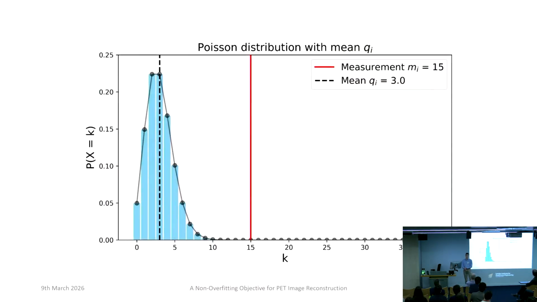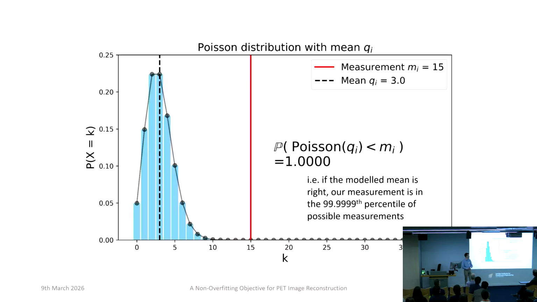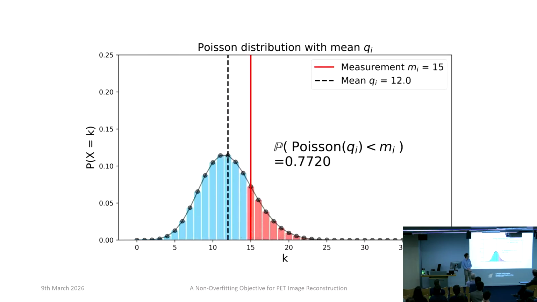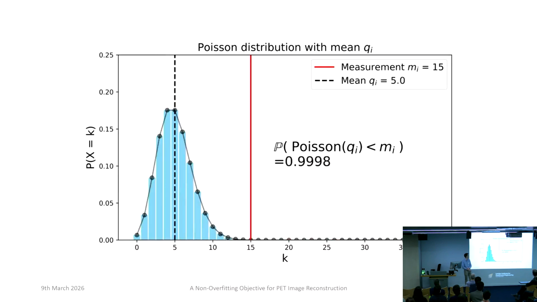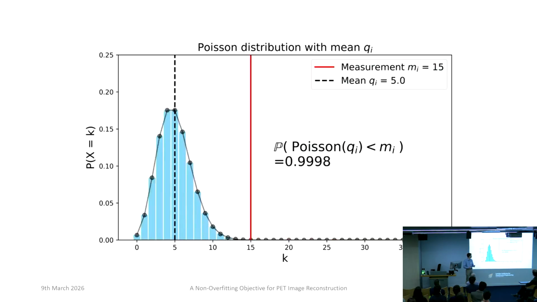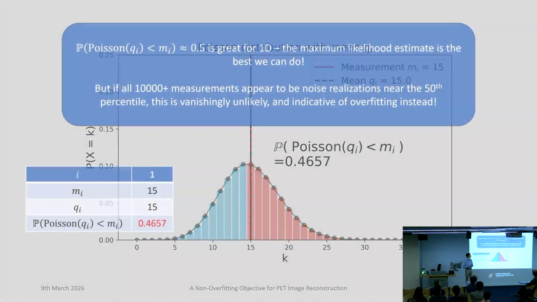If we look at the 1D case, if we have here a Poisson distribution with a mean of 3, and we're looking to explain some measurement that was 15 counts, if we modeled the Poisson mean as being 3, then it's very, very unlikely that we would see 15 counts. We can calculate what percentile of the possible measurements we'd be in, and we'd be in essentially the 100th percentile. It's very unlikely to see such a thing. So what we do when we optimize is we push our mean Q closer towards our measurement, and this means that we're much more likely to see a measurement like that, and we say that that's adequately explaining the data. In the one-dimensional case, this is about as good as we can do.